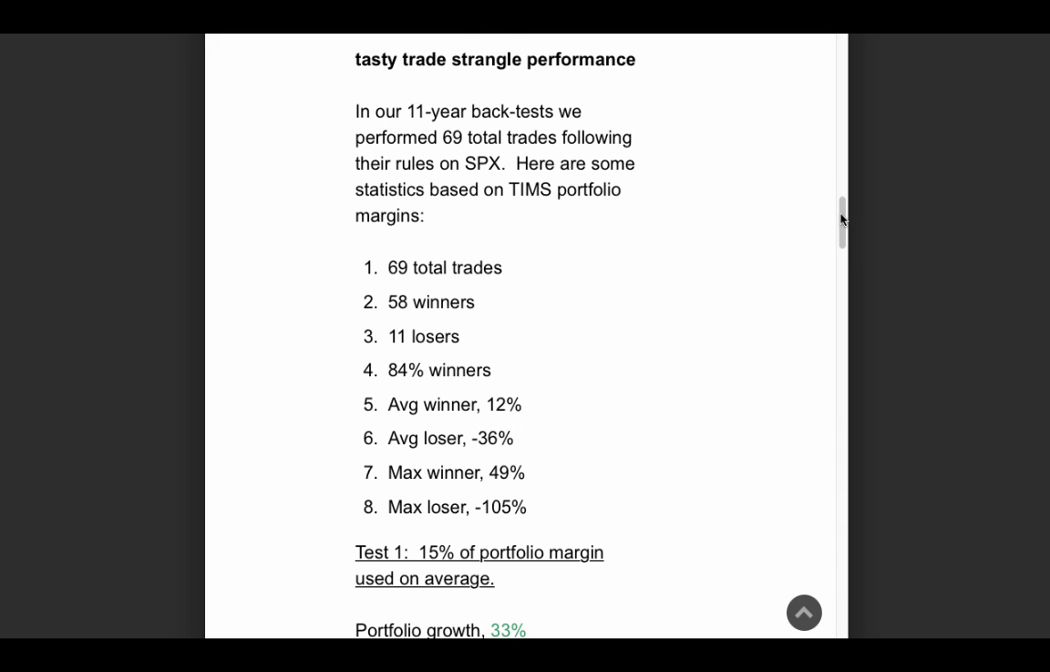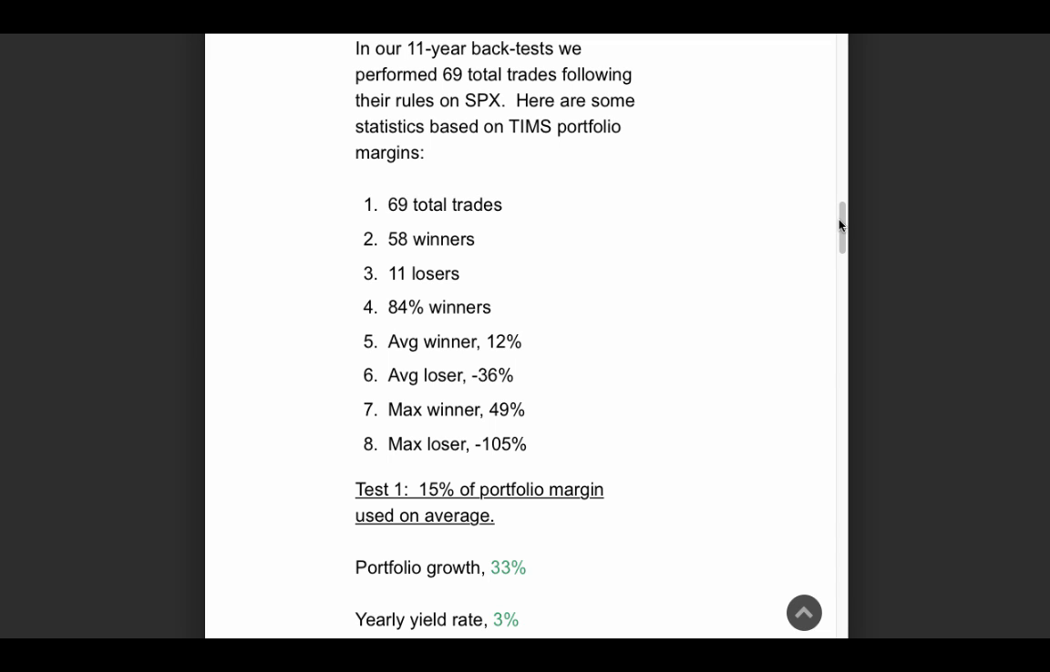And now for some of the results. I'll hide the rest. So we'll start down here. So test number 1, we use 15% of the portfolio margin. Again, let's say your account is 100,000 and you have 100,000 buying power, then we only use 15%. Now, as a portfolio margin trader, if you're watching this, then you probably know that you don't use 15% of your account.